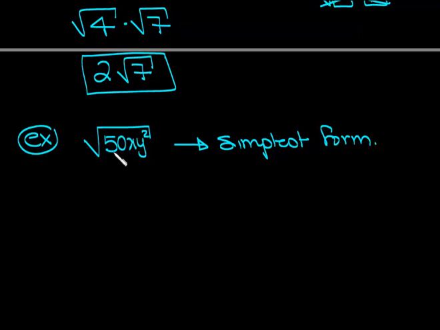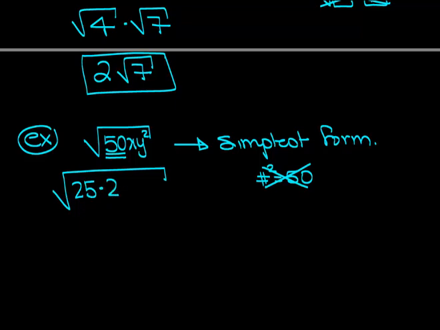So first thing you do is let's worry about the number. Is 50, this is a square root, so is 50 a perfect square? Can I take some number and square it to get 50? No, that's not going to work. So then we ask ourselves, can we write 50 as a product of two numbers where one of them is a perfect square? So I can easily do that. It's going to be what? 25 times 2. Okay, so that's good.